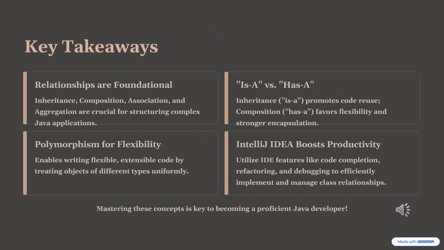The key points to conclude. Here are the final key points to remember. Relationships between classes are crucial for designing organized and scalable Java programs. Use inheritance for shared behavior, composition for flexibility, and association or aggregation to model real-world connections. Polymorphism brings flexibility by allowing different objects to be treated in a uniform way. And lastly, always leverage tools like IntelliJ IDEA to code more efficiently and debug effectively.